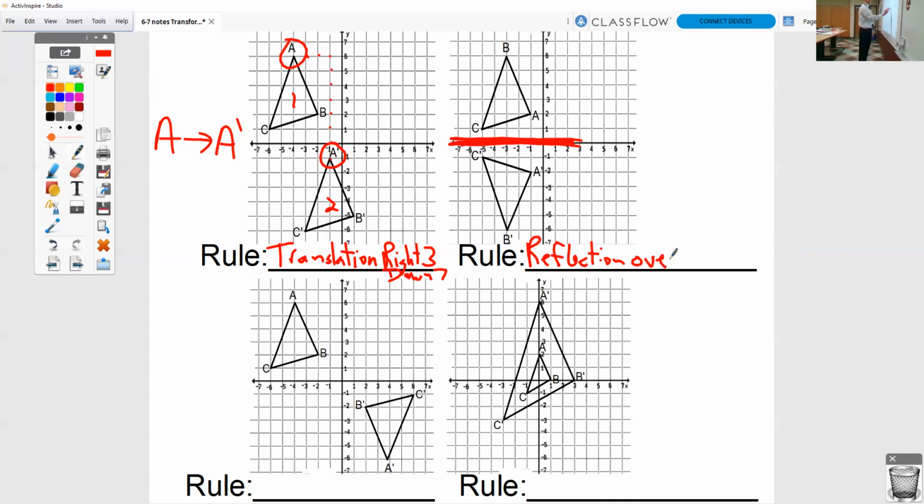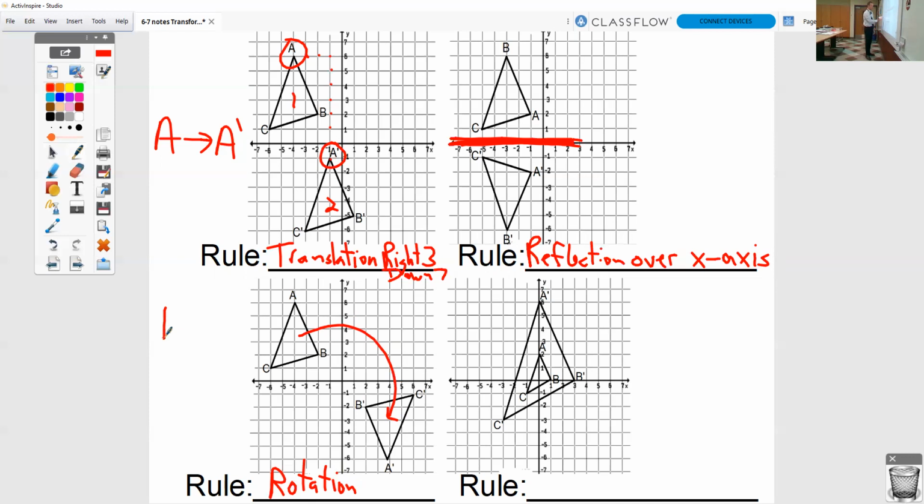So it is a reflection over the x-axis. In this next one, this one is clearly being turned. All right, since it's being turned, this is a rotation. Now, remember the little clue when we talked about rotations.